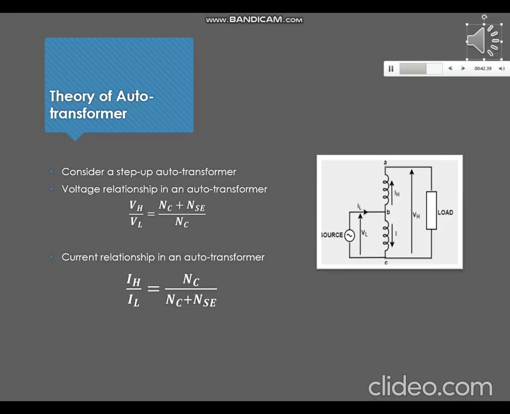Another thing is that the number of turns in the series and common windings are represented by NSE and NC respectively. So you can see the voltage relationship of VH over VL, the ratio is (NC plus NSE) over NC, while the current relationship is just the reverse. This also follows the basic transformer equations.